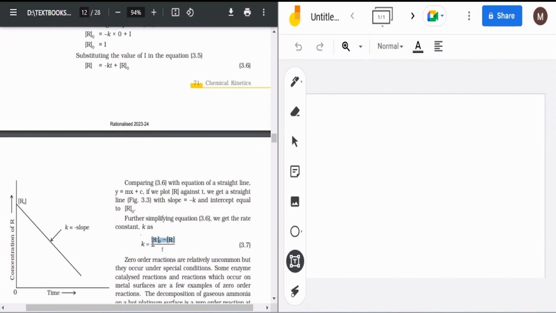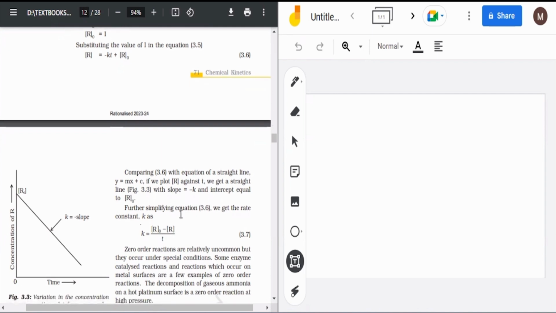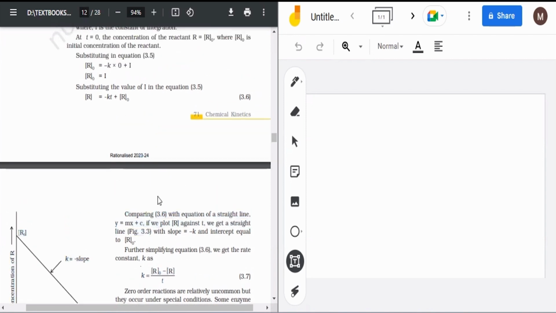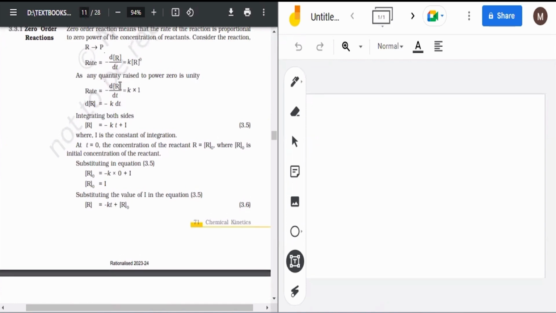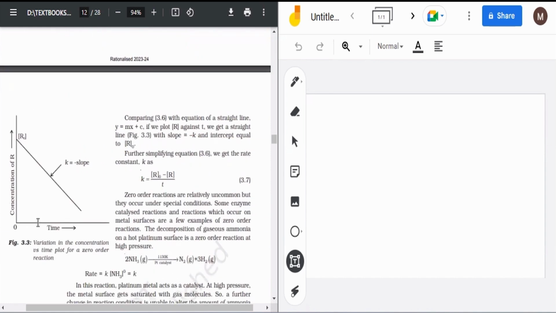This is the final rate expression for zero order reaction, and I would recommend you to learn this because this will be useful in many of the questions coming ahead. So I think you should learn this. Derivation is simple. As I told you, you have to just take order to be equal to 0 and you will get minus dR by dt equal to k, and then you can proceed further. So this is the required expression for zero order reaction with a negative slope, because R is coming with a negative sign, so slope would be negative, and you will divide by the time period t.